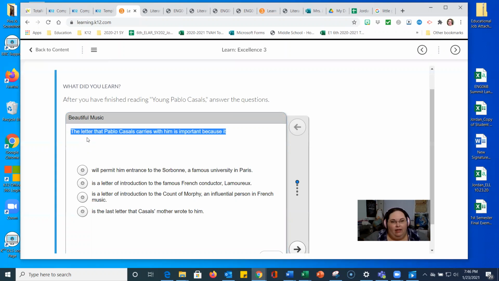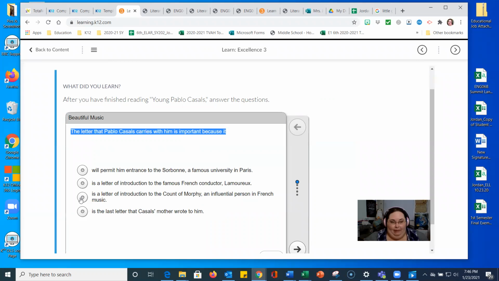All right. The letter that Pablo Casals carries with him is important because it, A, will permit him entrance to the Sorbonne, a famous university in Paris. B, it is a letter of introduction to the famous French conductor Lamoureux. C, it is a letter of introduction to the Count of Morphy, an influential person in French music. Or D, it is the last letter that Casals' mother wrote to him.